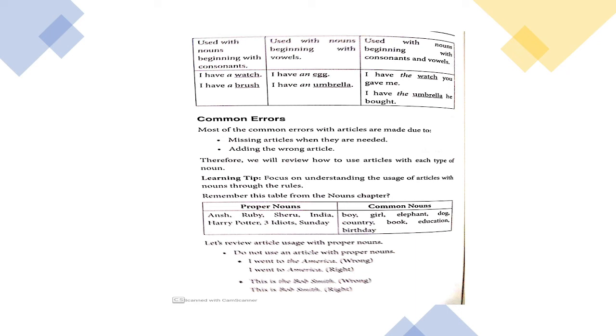So let's review article uses with proper nouns. Do not use an article with proper nouns. I went to the America, it is wrong. I went to America, that is right. This is the Bob Smith, wrong. This is Bob Smith, right. So we use the when the proper noun is collective or specific.